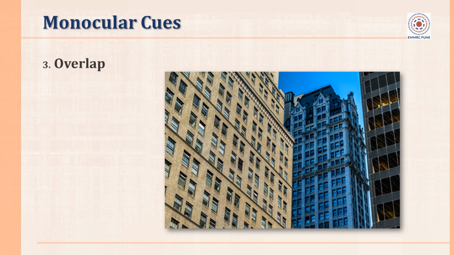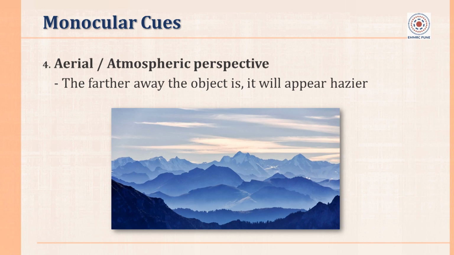The next monocular cue is called aerial or atmospheric perspective. The farther away the object is, the hazier it will appear due to tiny particles of dust, dirt and other pollutants in the air. This is why distant mountains often look fuzzy and buildings far in the distance are blurrier than those that are close. You can see this in the picture presented on your screen. The mountains far behind seem hazier than the mountains in the front.